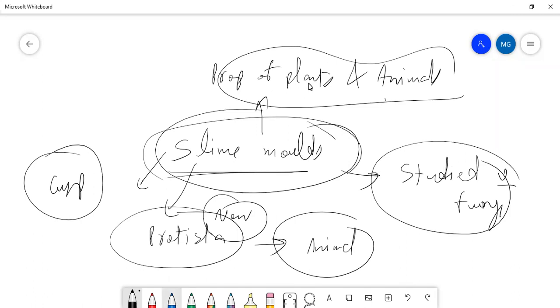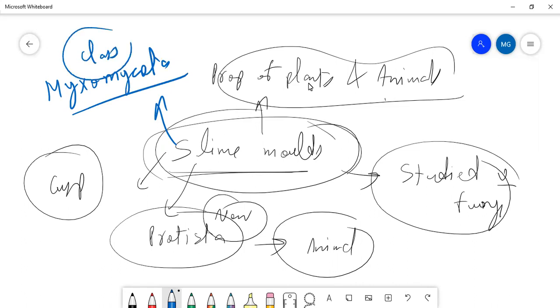ठीक है? और किस क्लास में फॉल करते हैं, किस कैटेगरी में फॉल करते हैं? Normally we study them under myxomycota. ठीक है? So class is myxomycota. तो किसी ने क्लास में रख दिया है, किसी ने इसको सब डिवीजन में रख दिया है. It depends on the classification. According to Ainsworth classification, Ainsworth has kept it under a class. So we have class myxomycota. ठीक है? So different people have classified it differently.